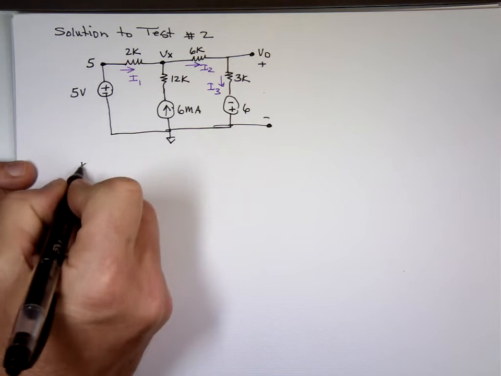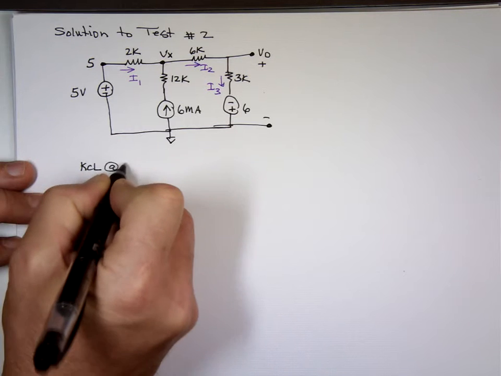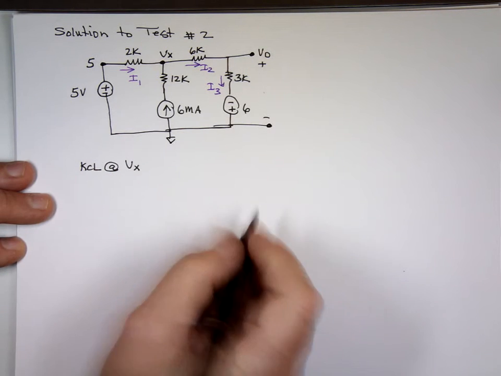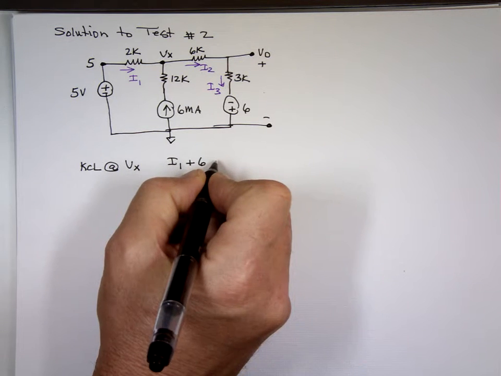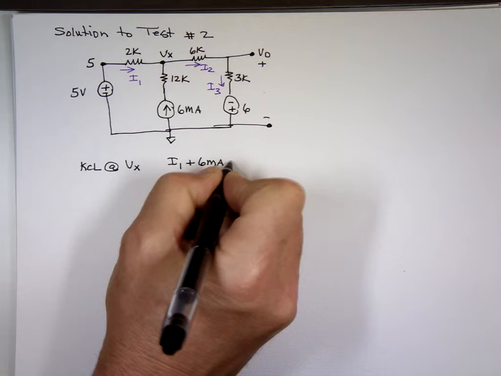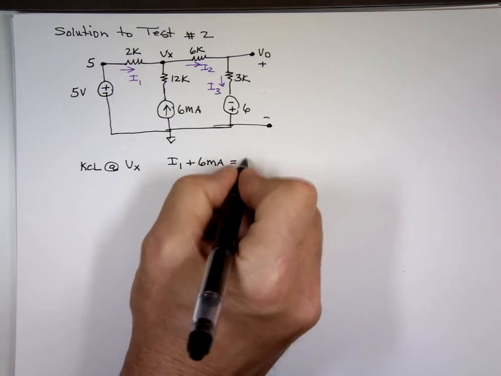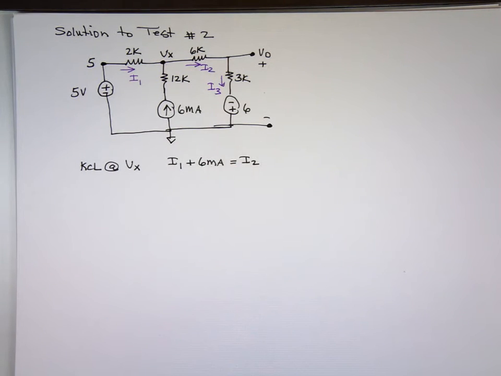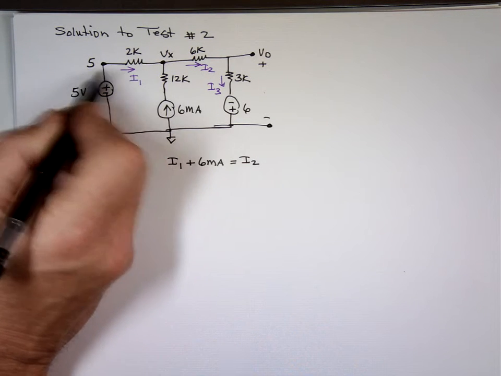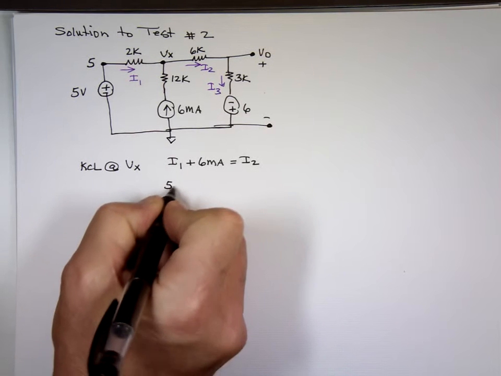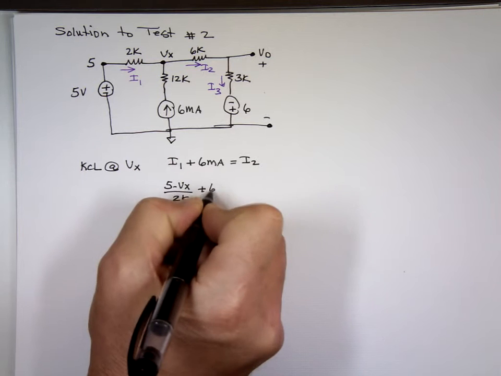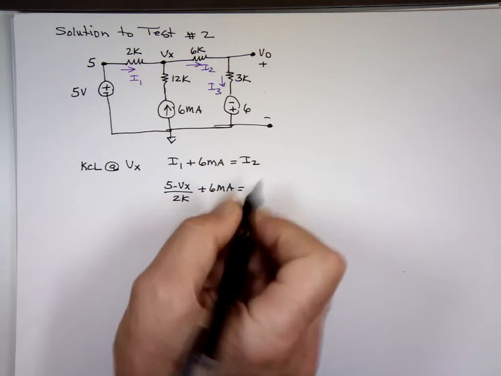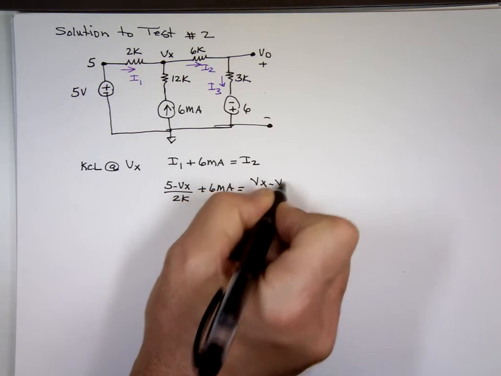So if we do KCL at Vx, the current in, what's going in? I sub 1 plus the 6 milliamp equals the current coming out, which is what? I sub 2. What's I sub 1? The way I define it going in, it's 5 minus Vx over 2K plus 6 milliamp. I sub 2 is Vx minus V out over 6K.